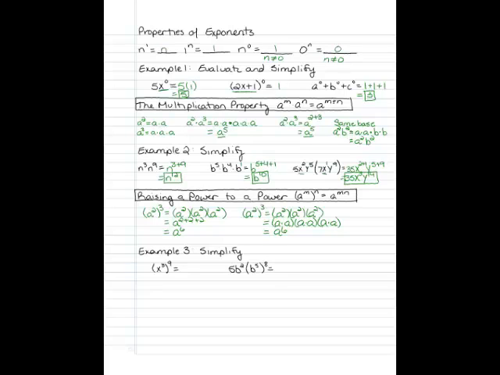So example 3, here we have x cubed to the 9th. Applying this property, we multiply the exponents. So we have x to the 3 times 9, or x to the 27th power.